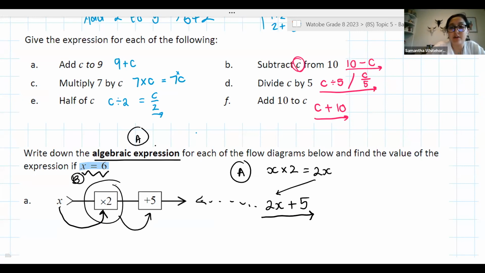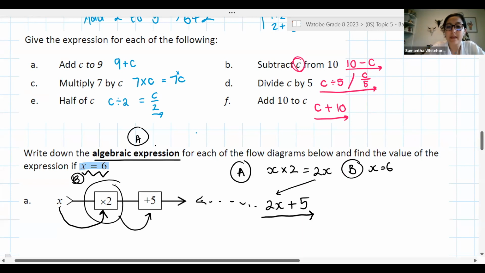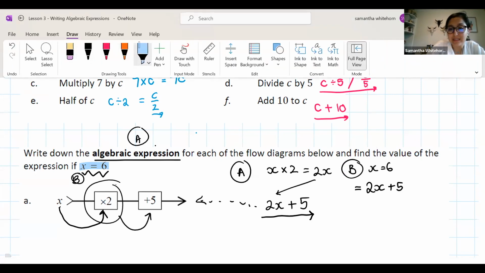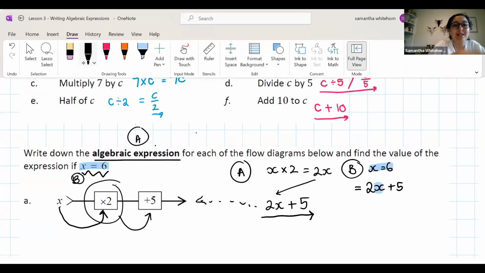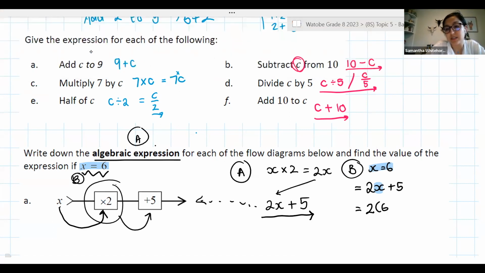Part B is telling me to find the value if x is equal to 6. So this is now a situation where you need to substitute. We spoke about this in our last lesson. If I now take my expression of 2x plus 5, I want to replace this x over here with the 6. Because we understand that this is 2 times x, I would have 2 times 6 plus 5.